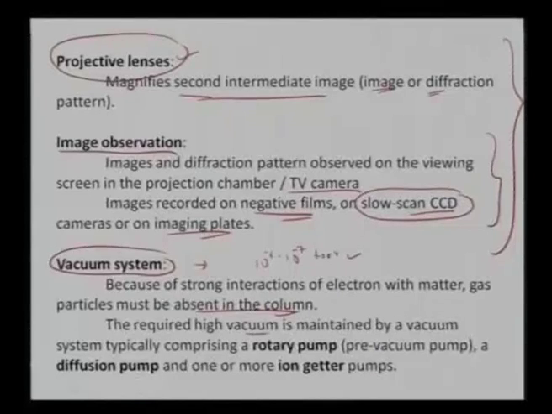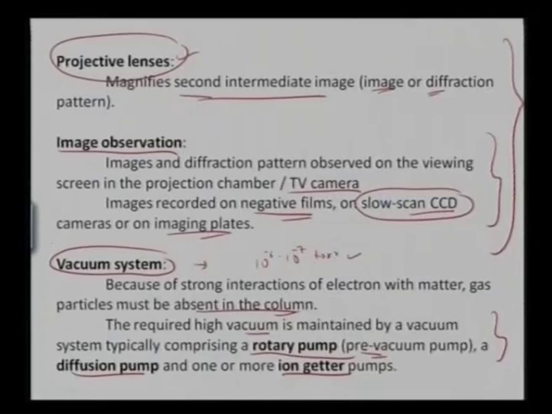So I can get information which is truly from the interaction with the specimen. I can achieve my vacuum by utilizing a pre-vacuum rotary pump, and later on I can go for a diffusion pump or an ion getter pump to create such a high vacuum. So that is what is highly required for TEM imaging.